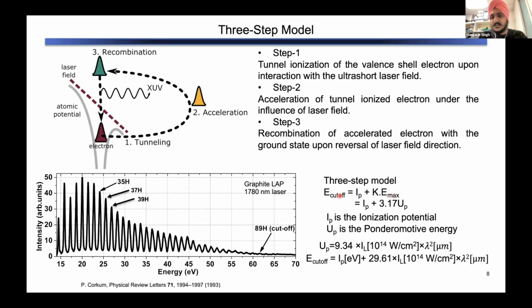And the cutoff energy scales linearly with the incident intensity of the driving laser, and scales as the square of the wavelength of the driving laser pulse. So to increase the cutoff, we can increase the driving laser wavelength or the intensity of the incident laser pulse.